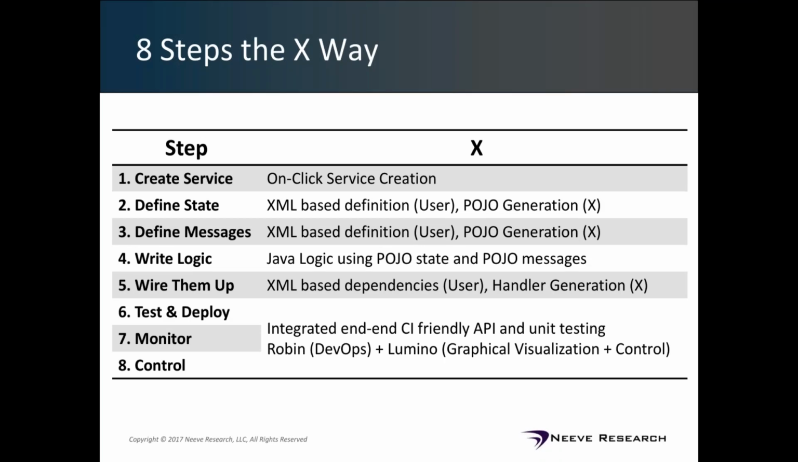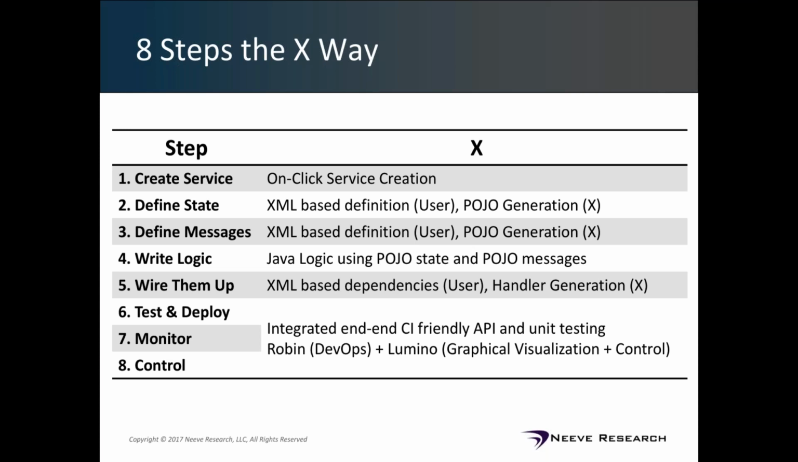How does it happen in the X platform? Create service is done using Maven archetypes or other kinds of archetypes or templates, which give you one-click service creation. We'll see that in action today. Then there is the ability to define state. What X does is it gives you XML-based state definition, and we convert that to efficient POJOs through code generation. The definition of messages is also done in XML form, and the messages serve as your contract. That definition is done using XML, and we generate POJOs as well as message handlers.